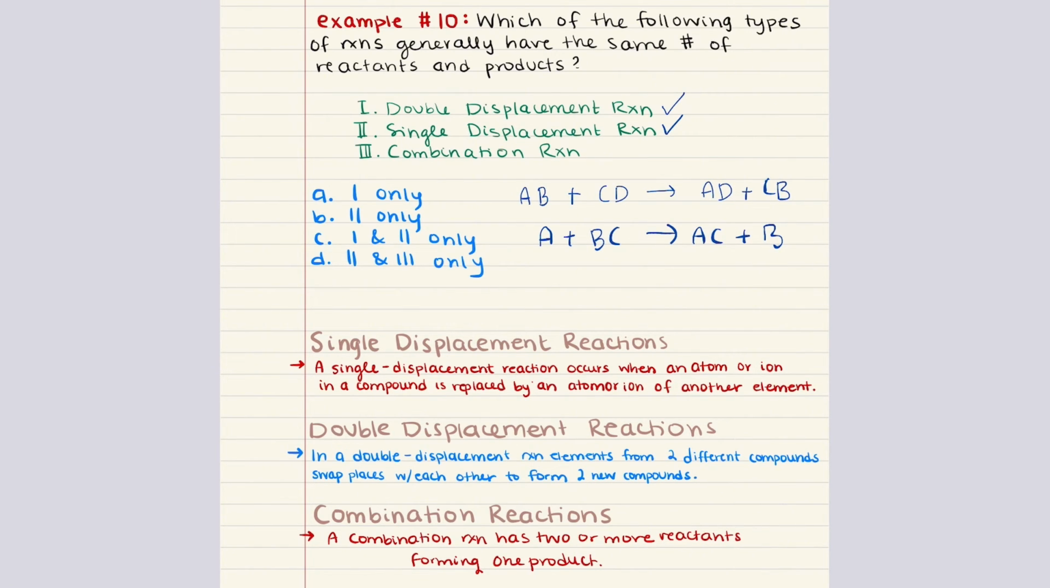What about combination reactions? A combination reaction has 2 or more reactants forming 1 product, and the general form is usually reactant A plus reactant B give us product AB.